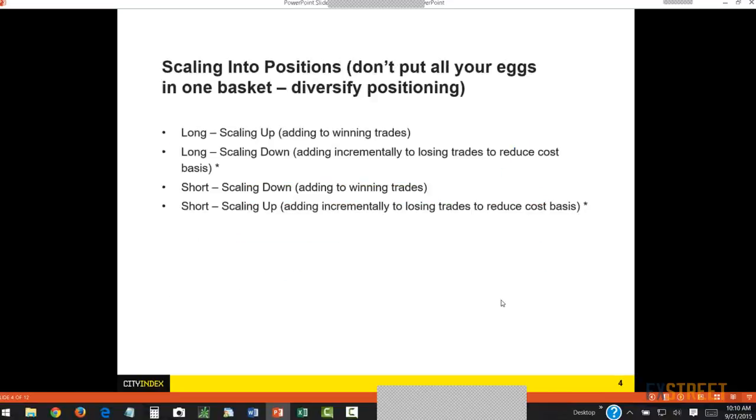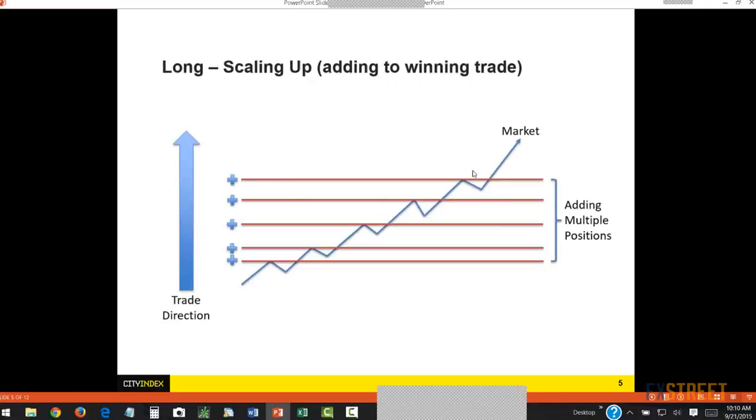Okay. So I'm going to show these diagrams right now and just show you exactly what I mean by scaling into position. And then I'm going to talk about scaling out of position, and then we're going to go to the charts. Okay, so first of all, let's say, again, you're going long. So this is basically what this means by scaling up or adding to winning trades. Okay, so we have the trade direction, and that is to the upside. So you've decided to go long into market. Now, instead of placing these, these are price levels here, okay?